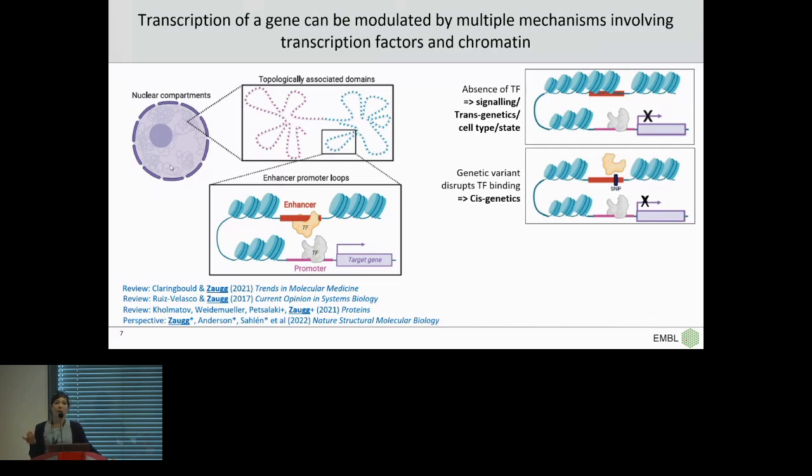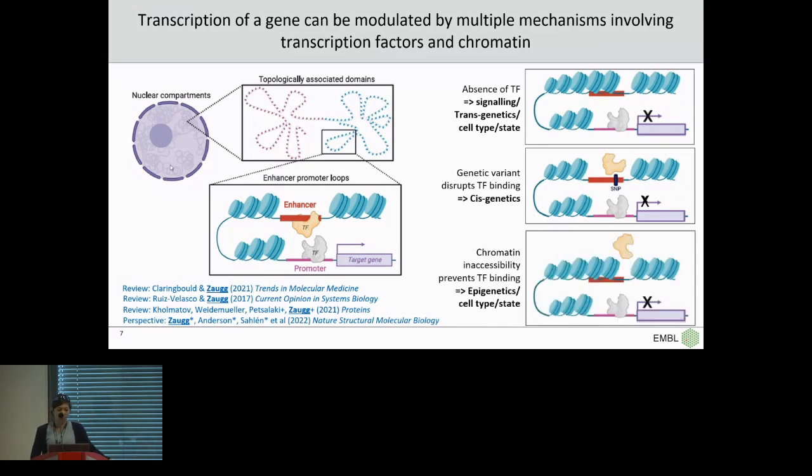Then, of course, we can also have cis-genetic variants that may affect transcription factor binding through a single nucleotide polymorphism, so the transcription factor cannot bind there. Again, we would lose transcription. And finally, we can also have chromatin accessibility that prevents a transcription factor from binding due to some epigenetic mechanism. So this would be an epigenetic mechanism, or, again, reflecting maybe cell type or cell state.